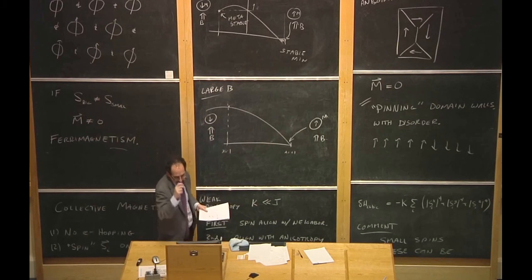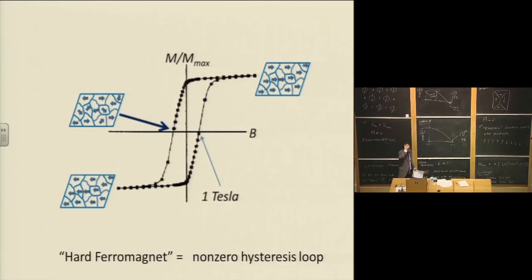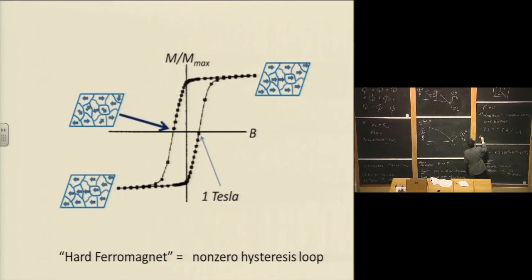Okay, so this is a picture you've seen before. It's a picture of a so-called hard ferromagnet. Maybe I should even write that word down because it's used often. Hard ferromagnet. A hard ferromagnet is when you actually have M not equal to 0 at B equals 0.